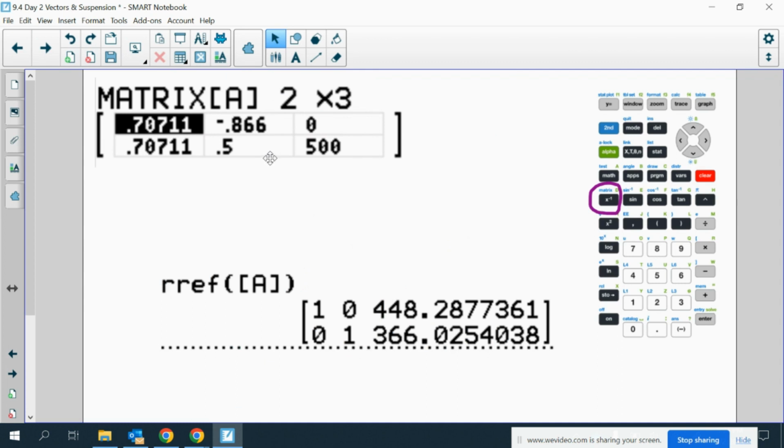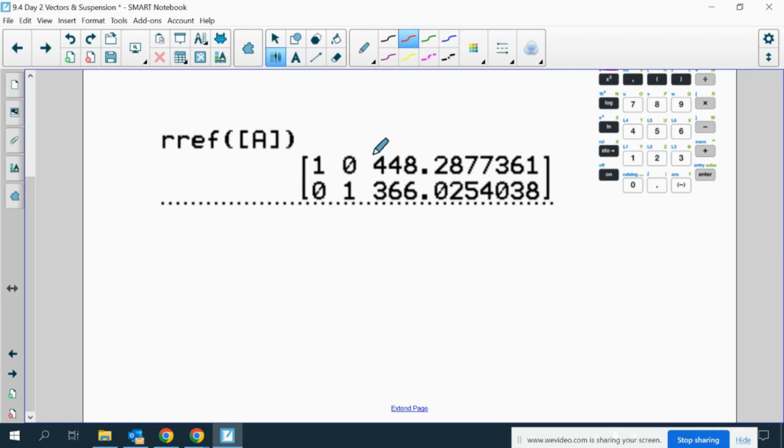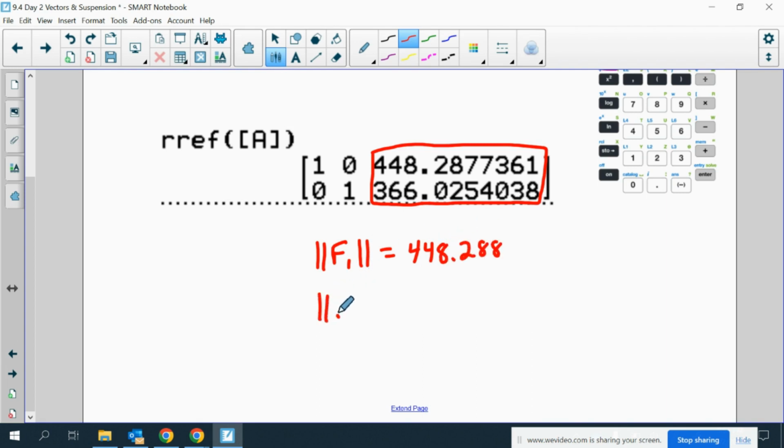Now you can either solve the system by hand, which I don't recommend, or you can type it into the calculator using a matrix like you learned in Algebra 2, and then you end up getting these values. So the magnitude of the force in string 1 or rope 1 or cable 1 is 448.288, and the magnitude of force 2 is 366.025.